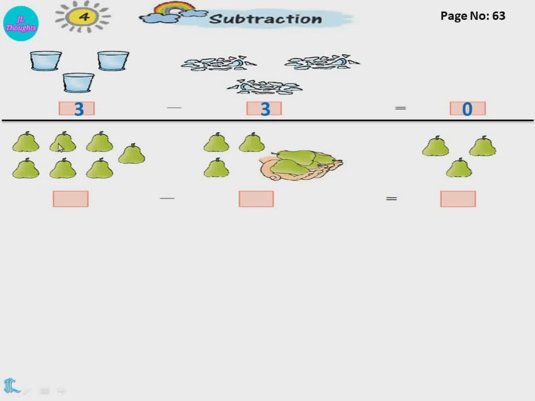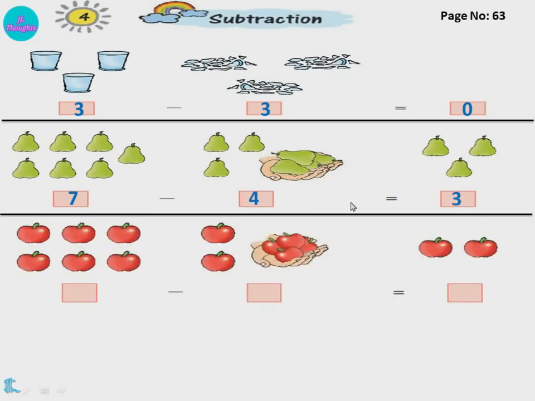Now count the spears. 1, 2, 3, 4, 5, 6, 7. So here you will write 7. How many are taken? 1, 2, 3, 4. If 4 is taken away, so 7 minus 4, then how many are left? 1, 2, 3. 7 minus 4 equals to 3.